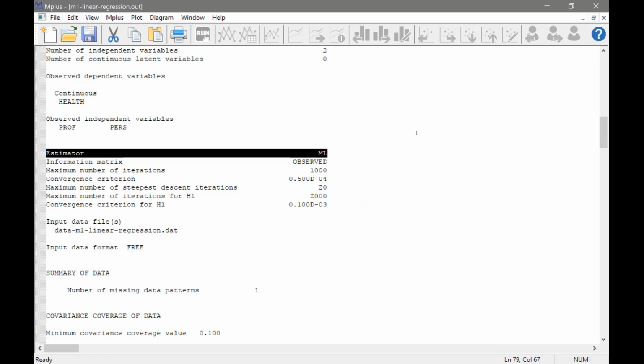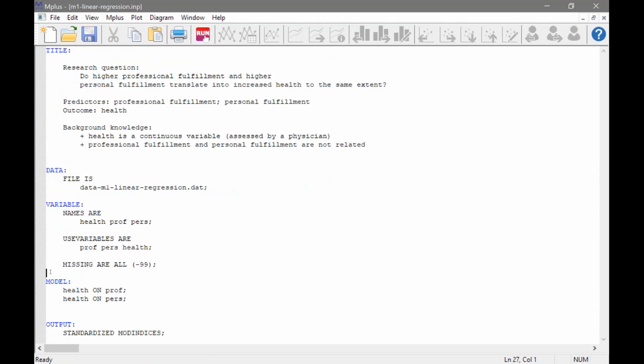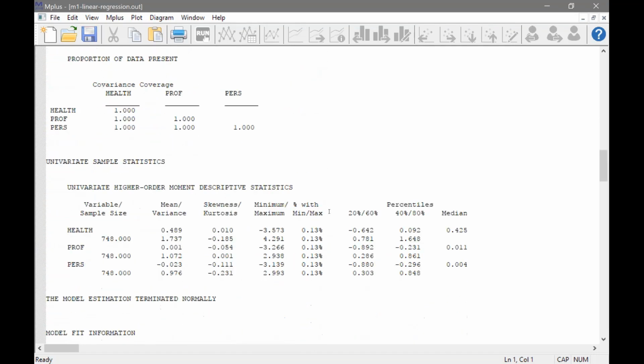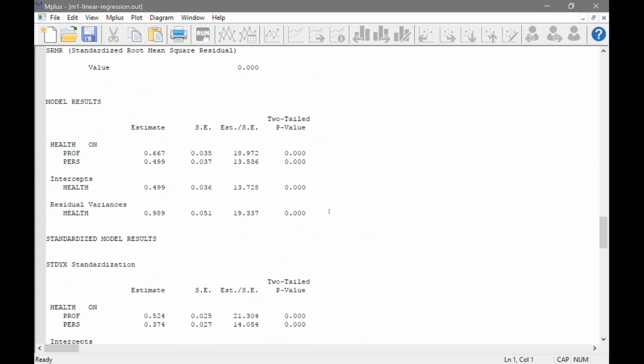Now what happened is that this is the default estimator when your outcome variable is continuous. So what M+ actually did is it included this extra command, analysis estimator equals ML. So if I save this model and run again, you will once again see this here. So now you have run a linear regression. You had two predictors and one outcome, and you can scroll down to see the result.